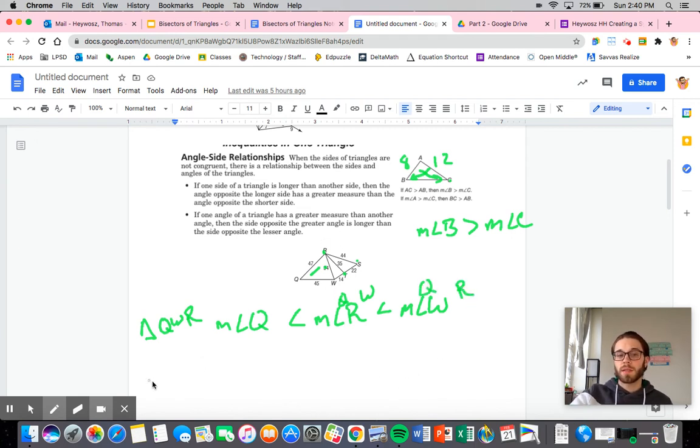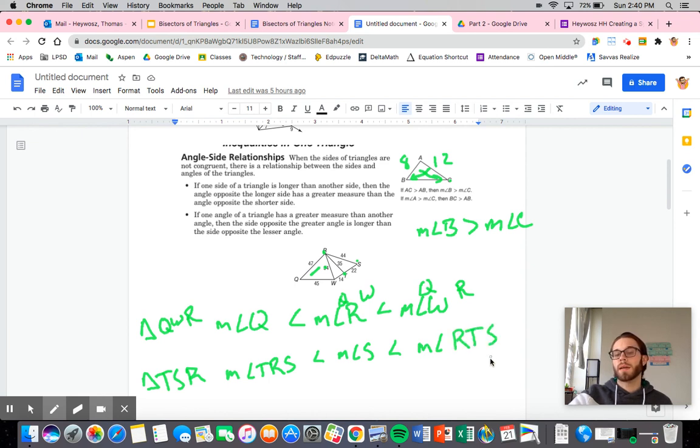But similarly, I could also look at triangle TSR. Well, what's going to be the shortest side? Well, ST is, so that would mean the measure of angle TRS is going to be the smallest. 35 is in the middle, so RT is used, so the measure of angle S there. And then this one, opposite of the T, going to be the largest.